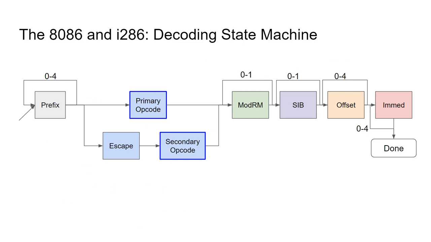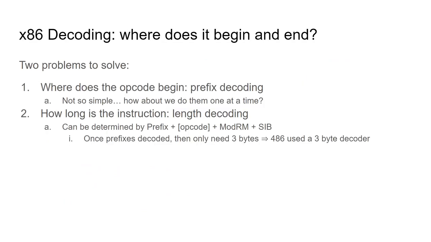But if you want to decode up to one instruction per cycle, like with the 386 and beyond, then you need to somehow figure out that information in one cycle. In other words, in parallel. In general, however, fully parallel decoding would be too expensive, so a compromise has to be made. There are two main problems that we need to solve. The first is decoding the prefixes and finding the opcode.